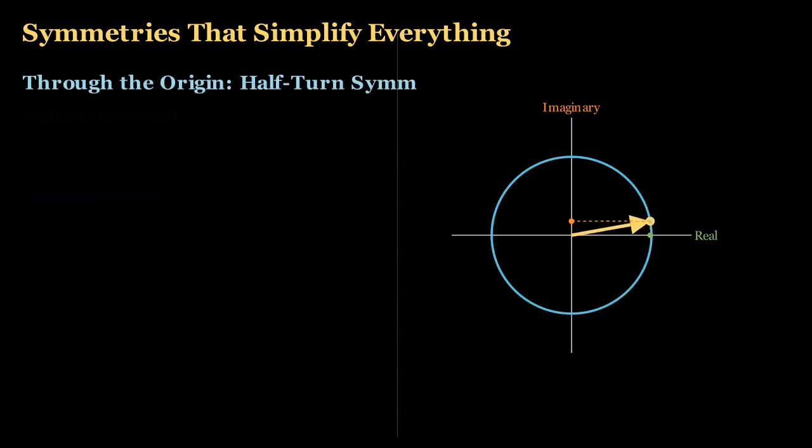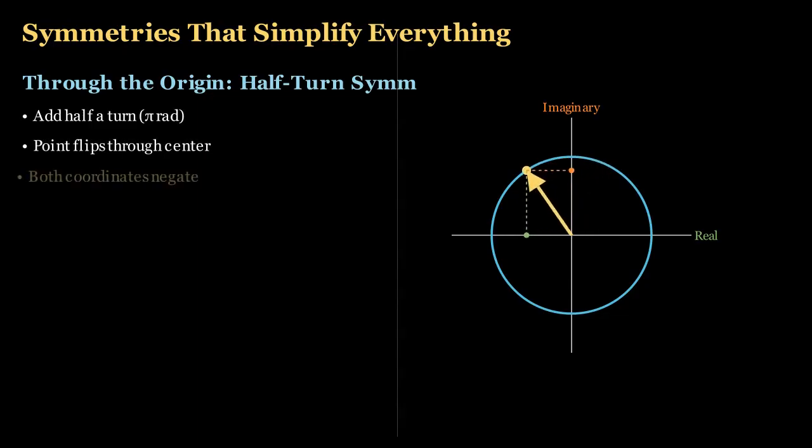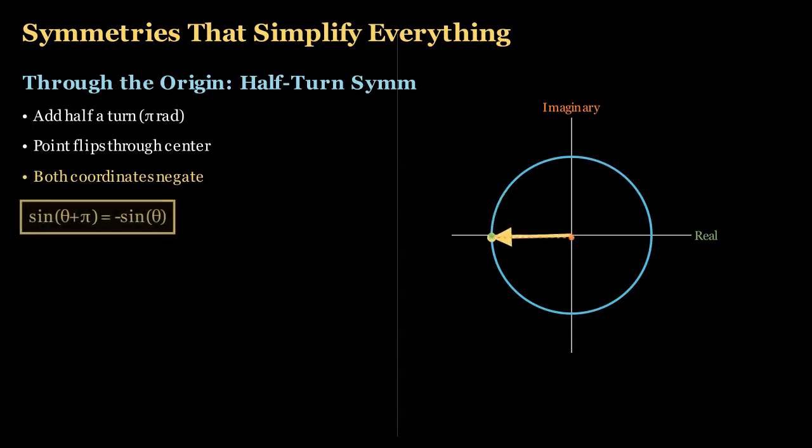Swing the radius through the origin, adding half a turn, or pi radians. The point lands directly opposite. Both legs of the right triangle flip sign, so cosine and sine both become their negatives.